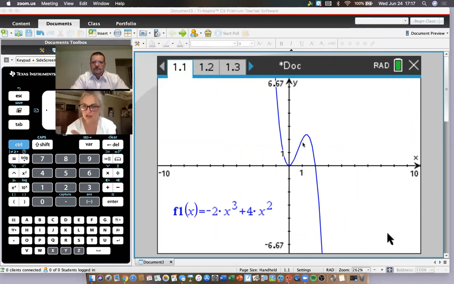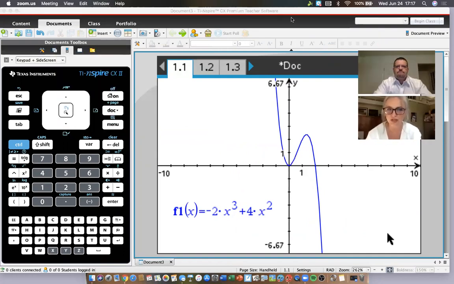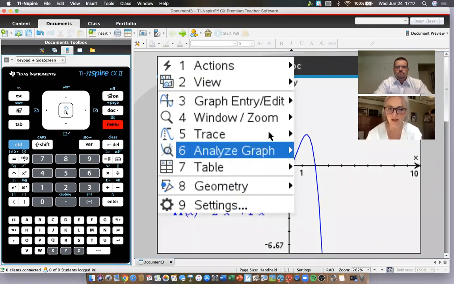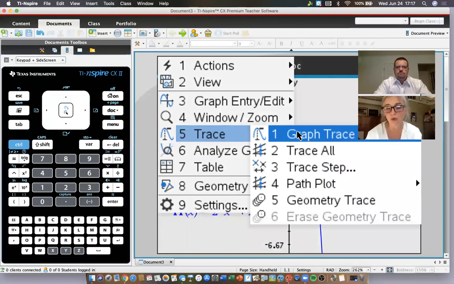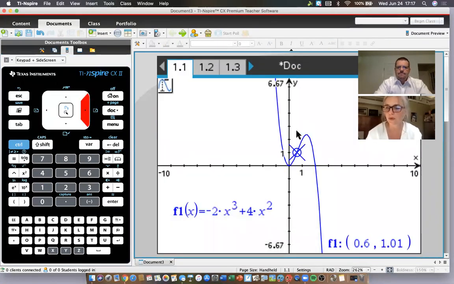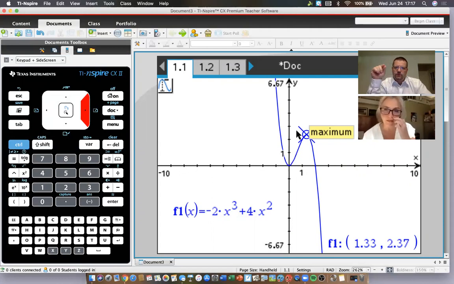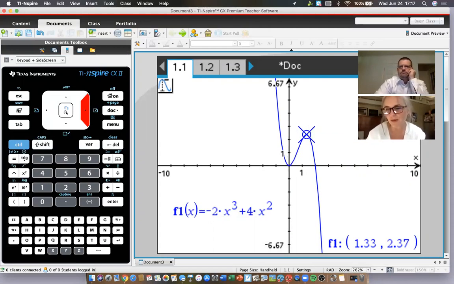And you can actually see here that little relative maximum is actually a little to the right of 1. So if we use the calculator to find that relative maximum, we're probably going to find that it's not the point 1, 2 because we were just guesstimating. So it's actually at 1.33 and 2.37 that is the maximum point. So 1, 2 is a point on the graph. It's just not quite the maximum.